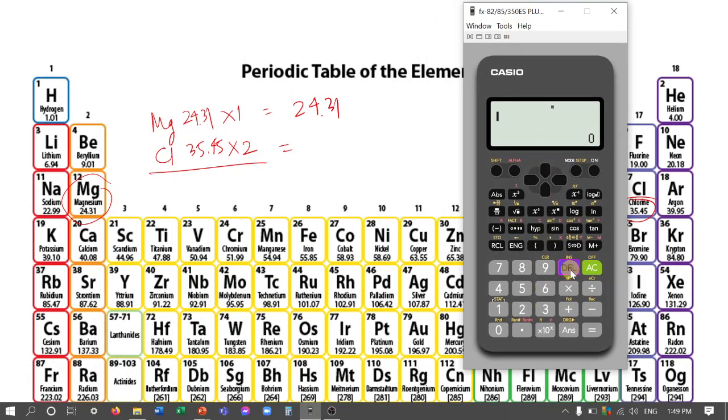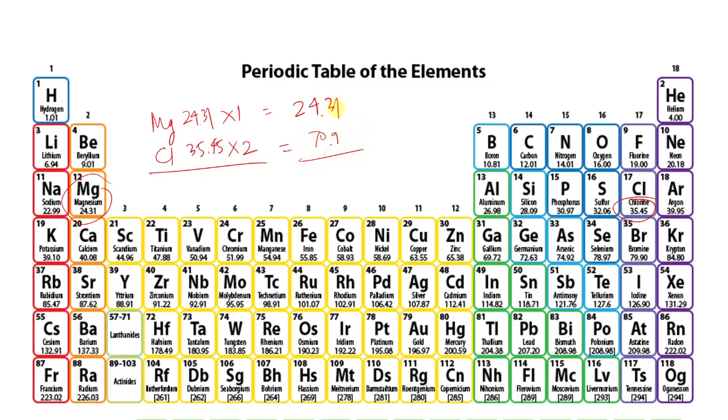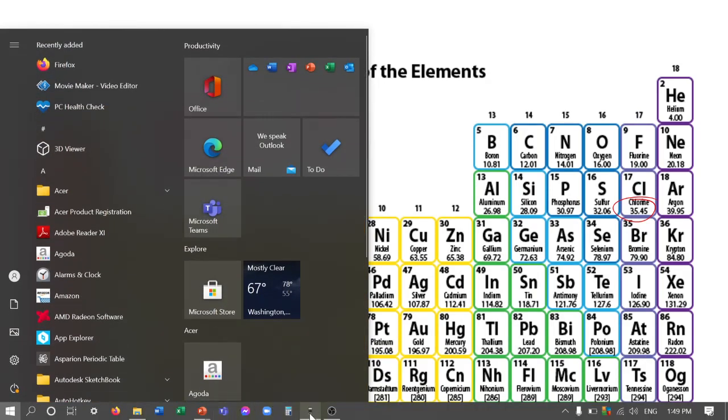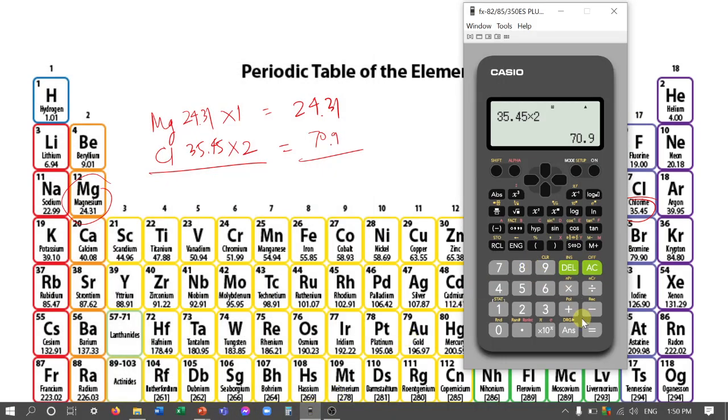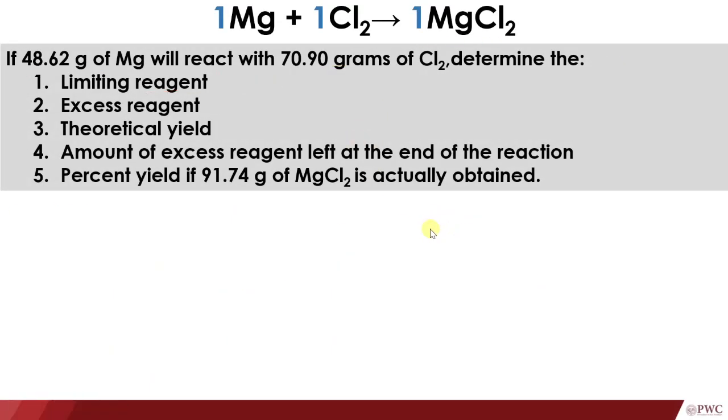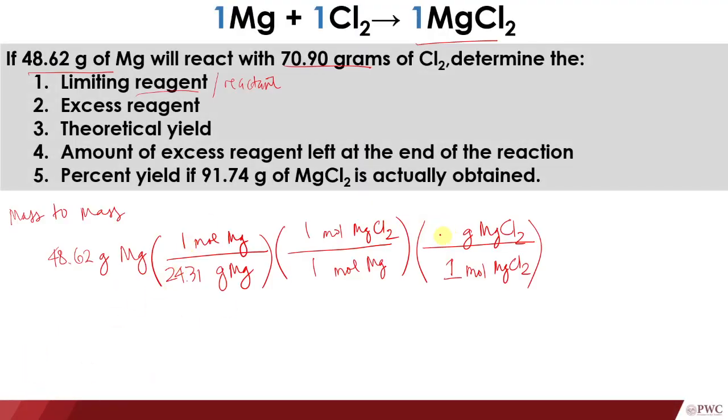35.45 times 2 is 70.9. Then add this one: 70.9 plus 24.31 is equal to 95.21. So the molar mass of MgCl2 is 95.21.